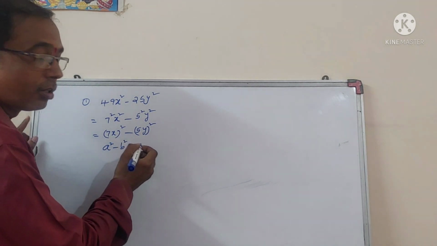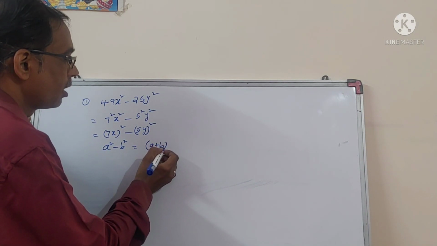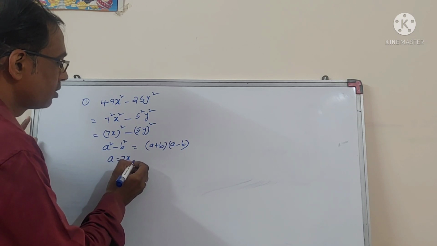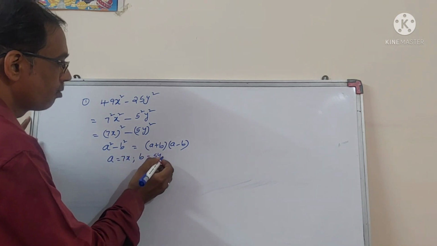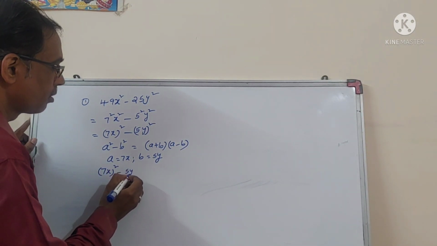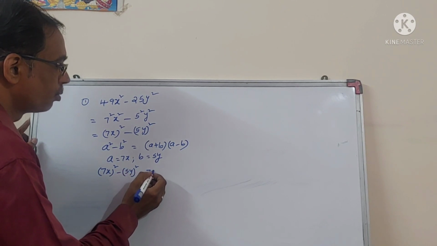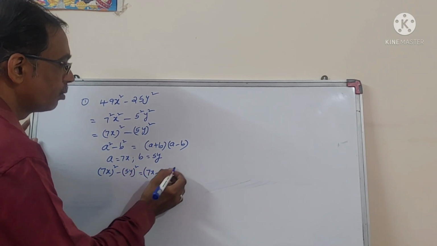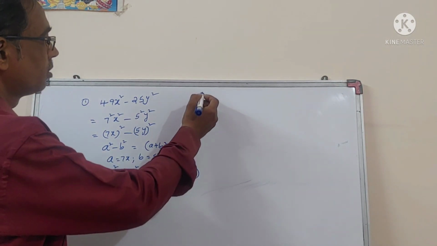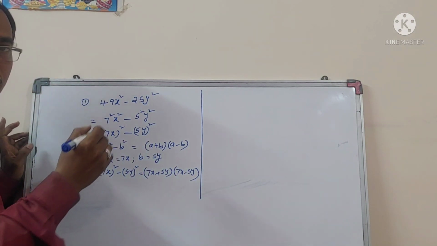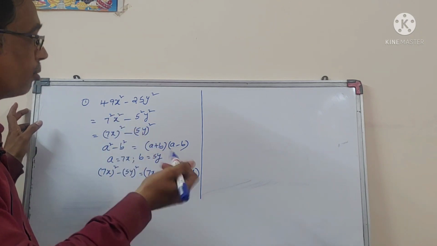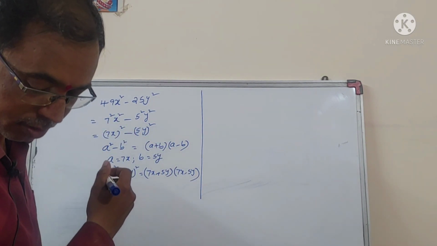Now simply apply the a square minus b square formula, that is a plus b into a minus b. So in place of a we can write 7x, in place of b 5y. Then we can write 7x whole square minus 5y whole square is equal to 7x plus 5y into 7x minus 5y. Okay, these are only practice sums. You should also do along with me. Take a pen and notebook and practice along with me.